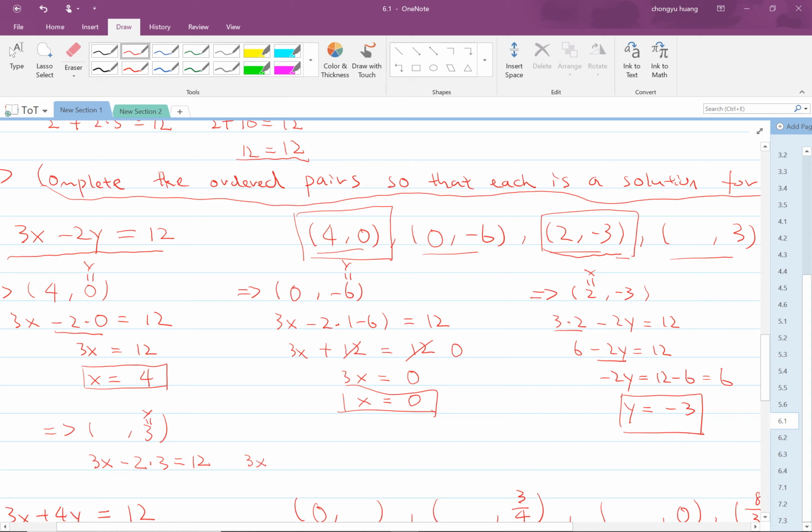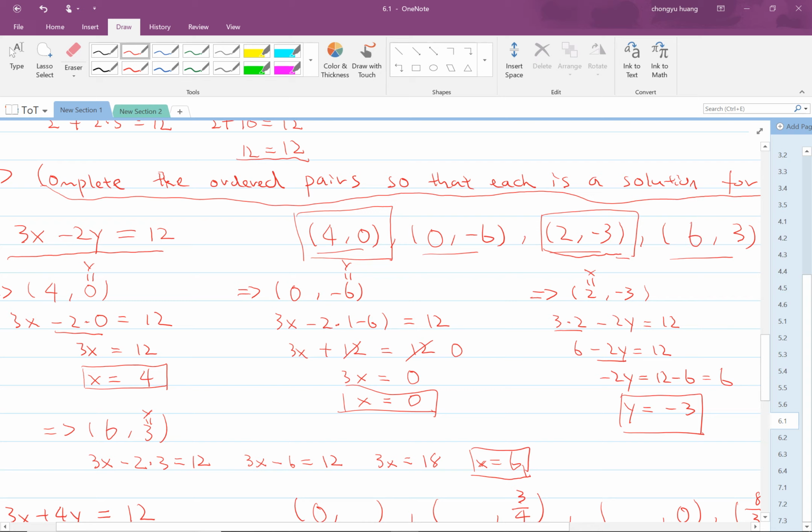3x, so now we are basically solving for x. 3x minus 6 is equal to 12. 3x is equal to 18, right? 12 plus 6 is equal to 18. X is basically equal to 6. Okay, so now you find the final point is actually (6, 3).